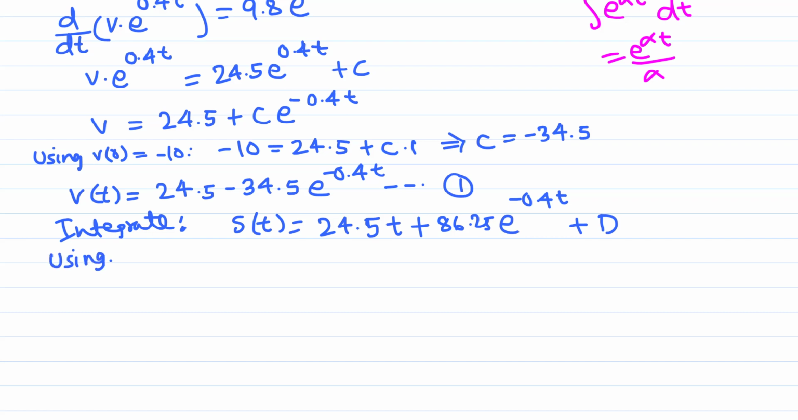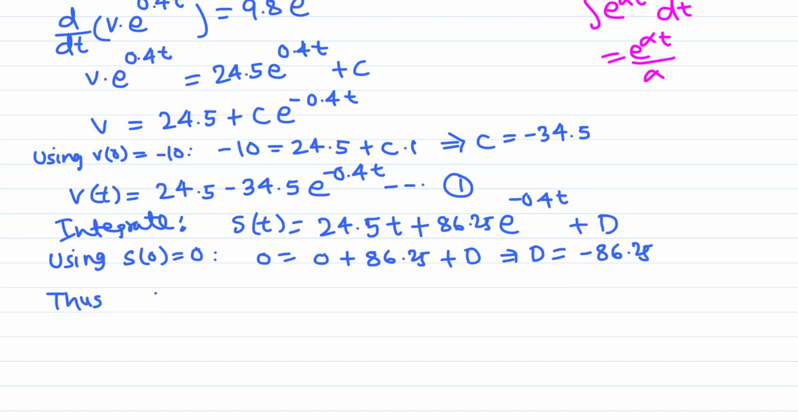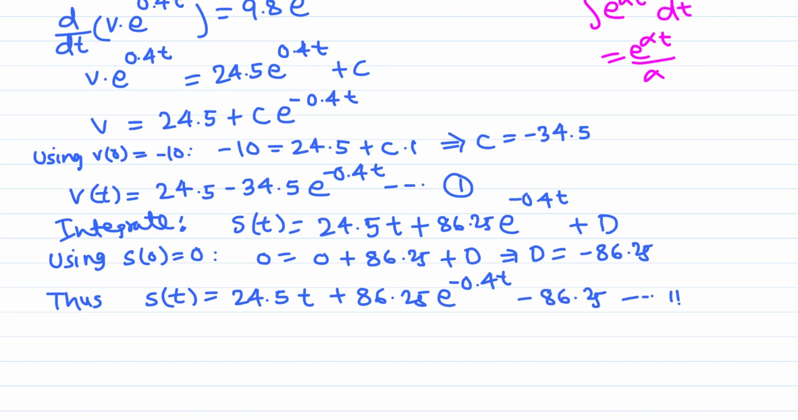To determine the value of d, using s0 equals 0: 24.5 times 0 is 0, plus 86.25 e raised to 0, which is 1, plus d. So d equals, subtracting from both sides, negative 86.25. Thus we got the position function. s of t equals 24.5 t plus 86.25 e raised to negative 0.4 t minus 86.25. Okay, this is equation 2.